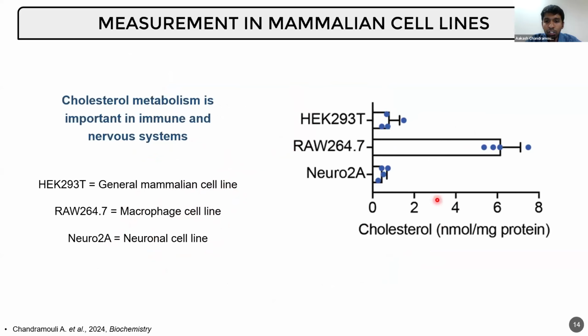We measured the cholesterol content in these cells using our method, and we could see that RAW cells possess the highest amount of cholesterol compared to the other 2 cell lines. This was not surprising to us, since immune cells generally require a lot of cholesterol to orchestrate different immune processes, and due to this, the amount of cholesterol is typically high in these cells.